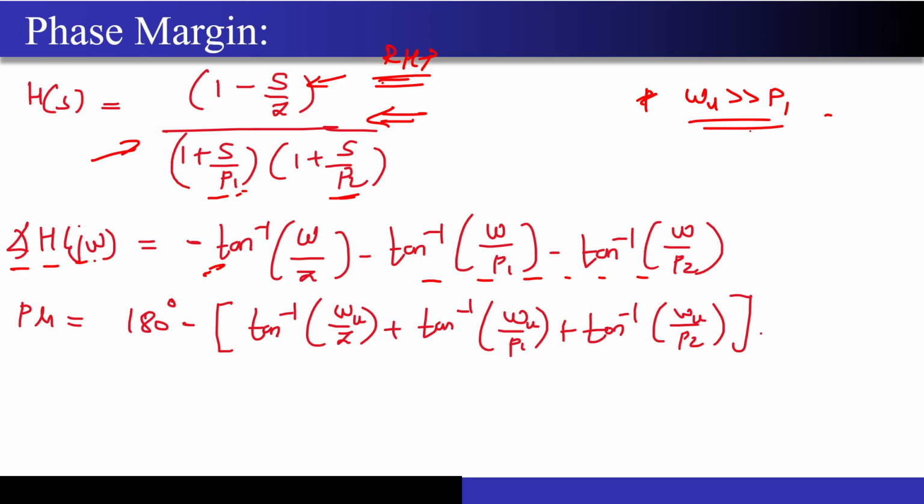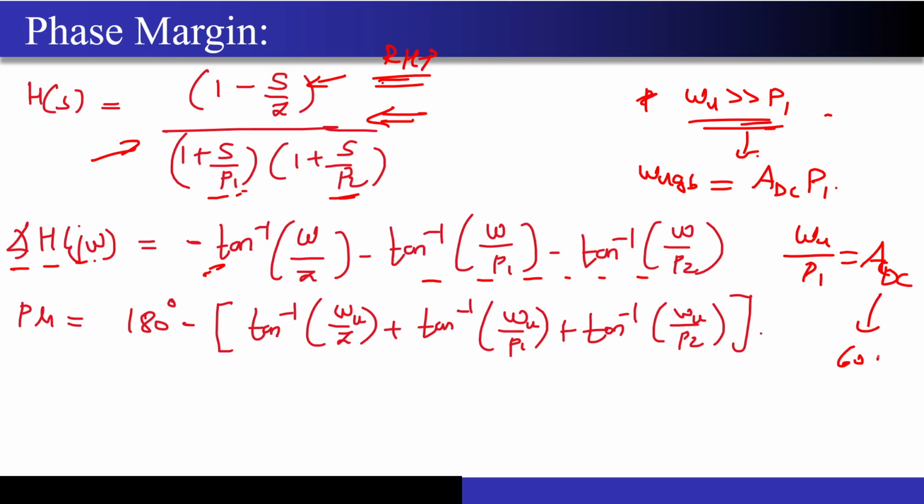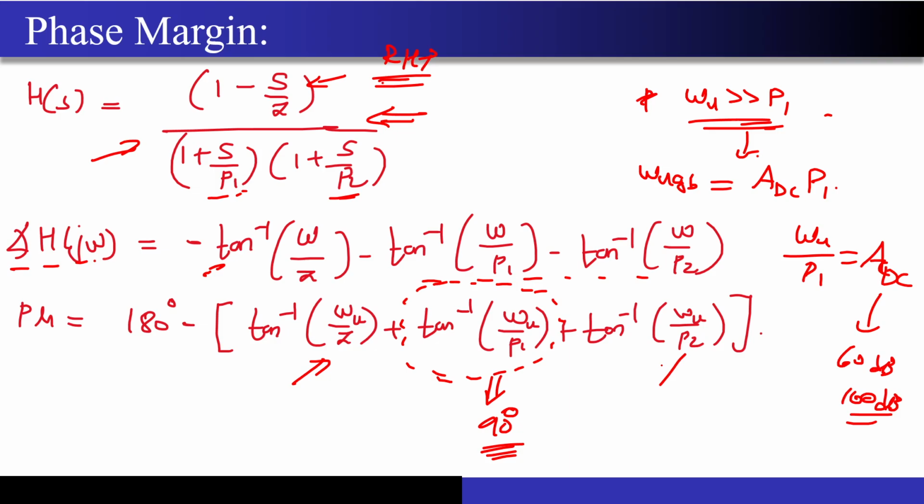Now the important thing to note is that your omega u may be much greater than P1. Why am I saying this? Because your omega UGB, the way we have seen, is nothing but the DC gain times P1. So omega u by P1 is nothing but the DC gain, and this DC gain can be very high, something like 60 dB or 100 dB, correct? So this particular term will almost contribute a 90-degree phase at omega UGB. The only two terms left which can degrade your phase margin are this 0 and this particular P2, correct?